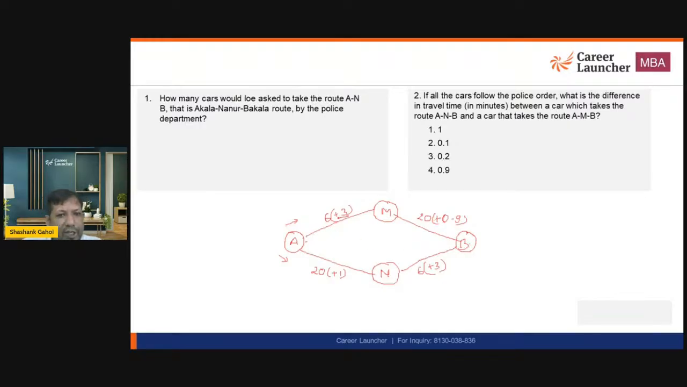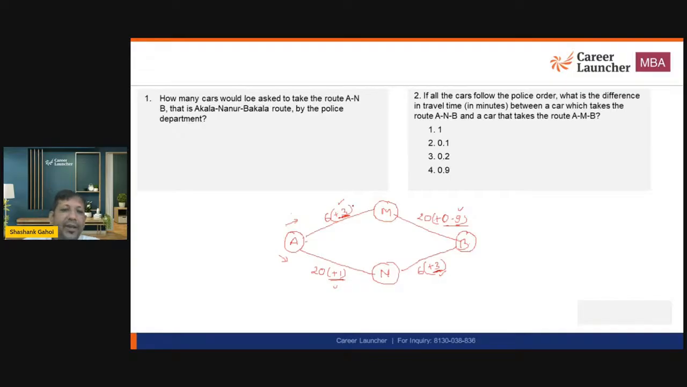So one additional car will increase the time by 3 minutes. One additional car is going to increase the time by 3 minutes. One additional car is going to increase the time by 1 minute. One additional car is going to increase by 0.9 minutes. So if I send one extra car in each route, I am going to get a total increase of 3.9 and a total increase of 4.